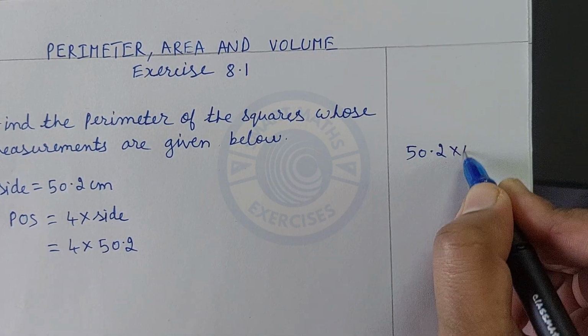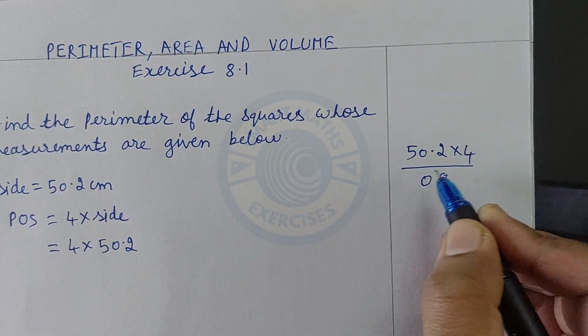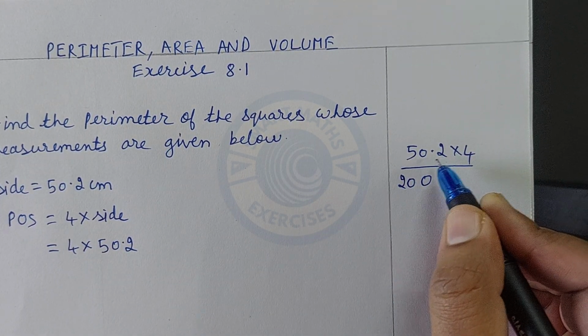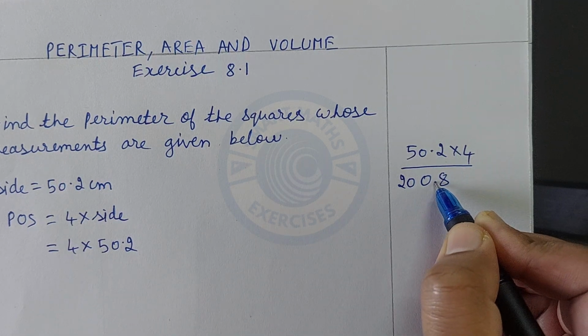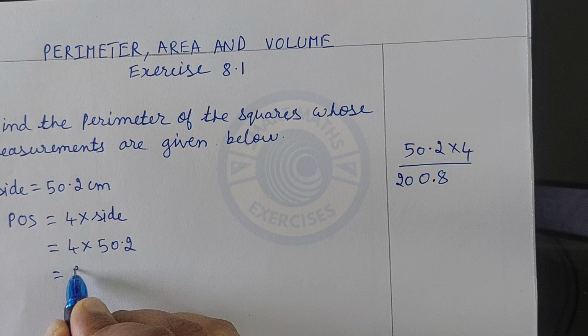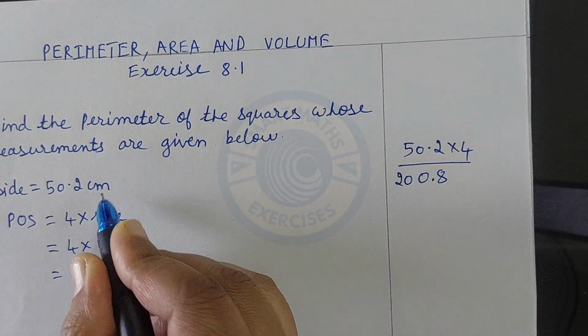50.2 into 4. 4 2s are 8, 4 zeros are 0, 4 5s are 20, and there is a decimal point after one digit. So it is 200.8 centimeter.